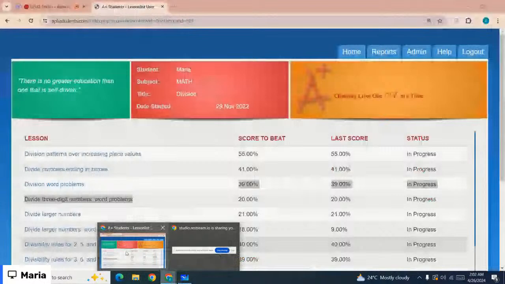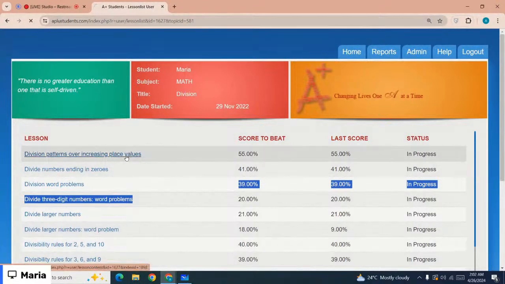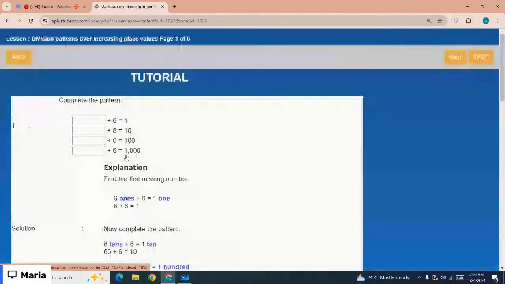Okay, here I am on grade 3 math. We're going to start with the chapter division. Let's start with the first lesson, that is division patterns over increasing place values. So let's start with the first example.